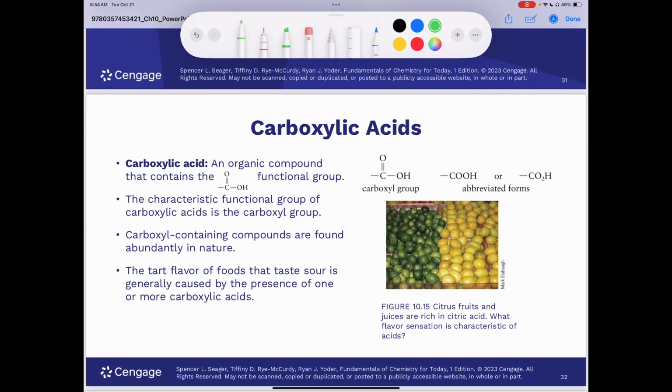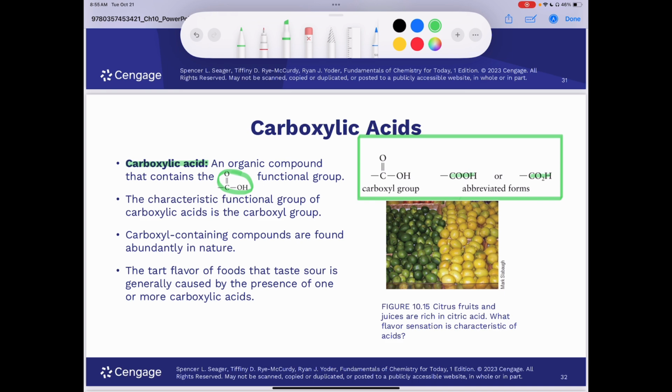All right, so carboxylic acids. And a carboxylic acid is an organic compound that contains a carboxyl functional group. And the characteristic functional group of carboxylic acids, like I just said, is the carboxyl group. And so the abbreviated forms of a carboxyl, sometimes we write it like this. Other times we put it as COOH or CO2H. They all mean the exact same thing. So I repeat, all three of these mean the exact same thing. So make sure you know the abbreviated forms.